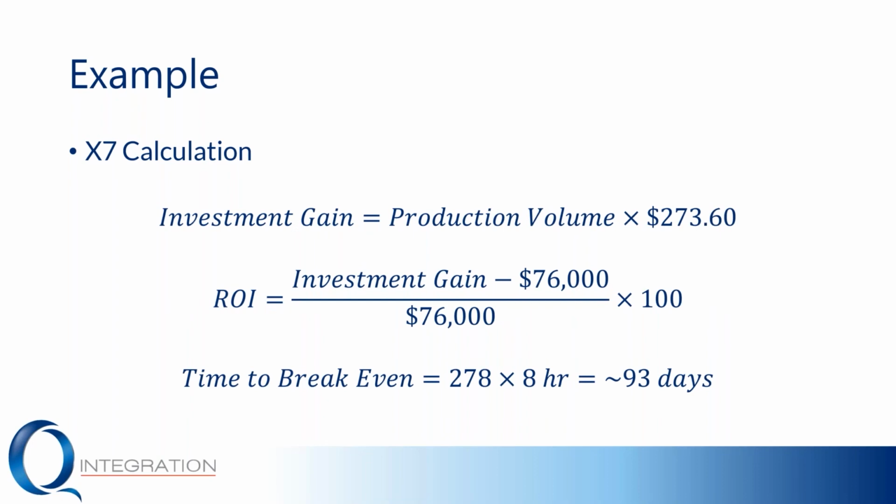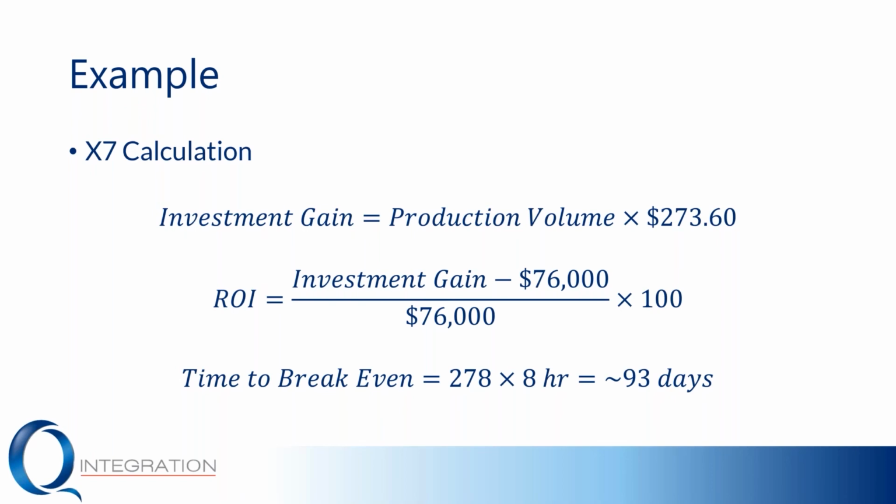Then we're not going to actually calculate these because, again, I don't have the production volumes for these, but we will plot them here in a second. Our investment gain is simply our production volume times our $273.60, which is our savings. And then our ROI is just our investment gain minus the cost of the printer, divided by the cost of the printer, times 100. Our time to break even, however, we can estimate.